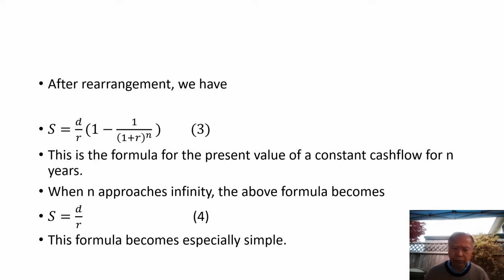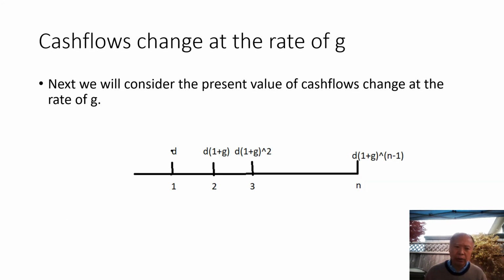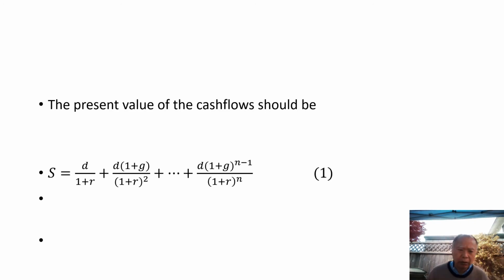When n approaches infinity, the above formula becomes the formula 4, that is S equal to D over R. This formula becomes especially simple. Next, we will consider the present value of cash flows change at the rate of G. The present value of cash flows should be the following formula.